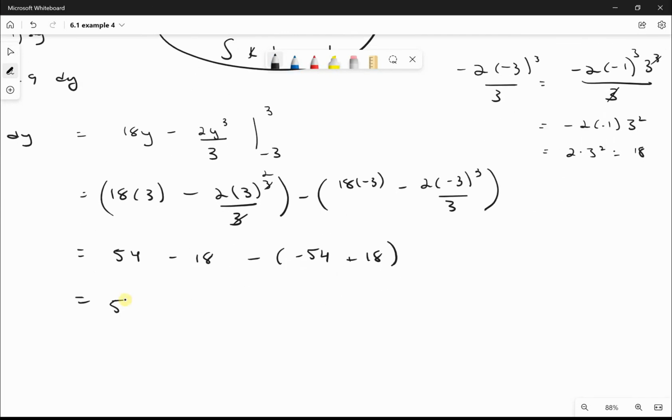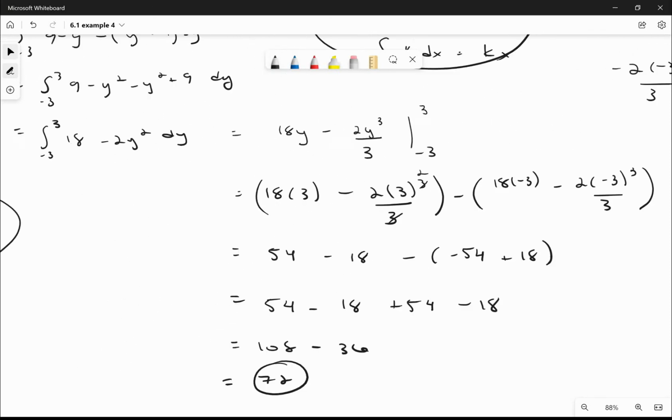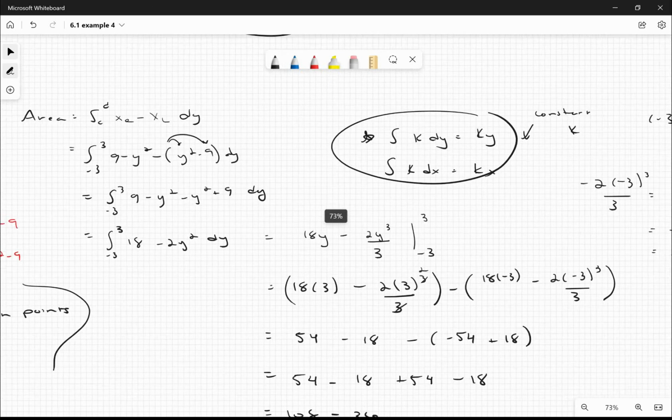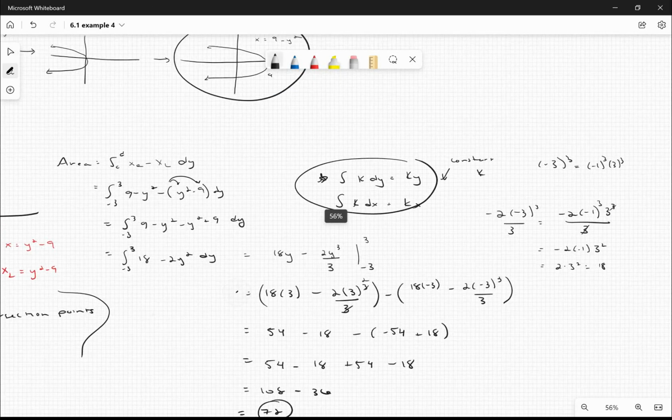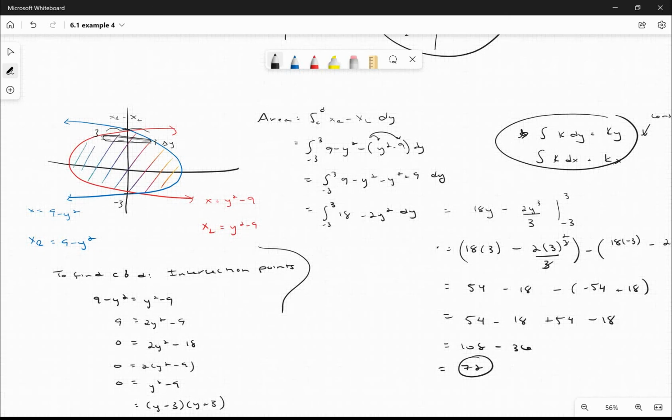And then we go 54 minus 18 plus 54 minus 18. So that's 108 minus 36, which is 72. And so that is our area. Of course, 72 is a positive number, just as a sanity check. But that is the area of our region here with left and right curves.